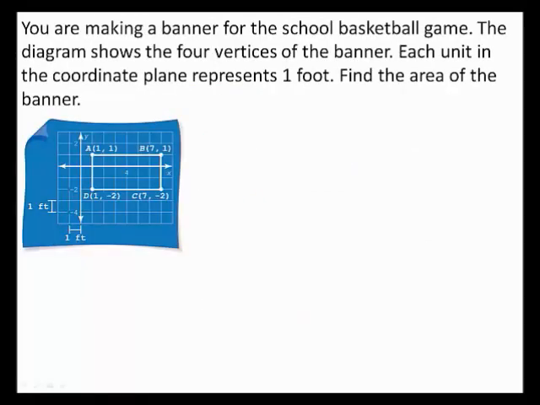You are making a banner for the school basketball game. The diagram shows the 4 vertices of the banner. Each unit in the coordinate plane represents 1 foot. Find the area of the banner. From the given diagram, you can see that the shape of the banner is a rectangle. Now, the area of a rectangle is equal to the length times the width. So, you need to find the length and the width of this rectangle.